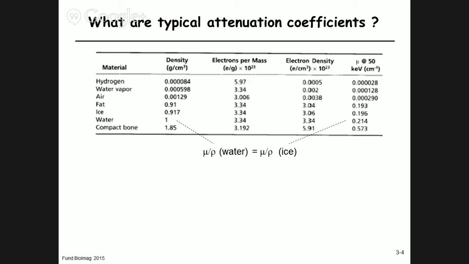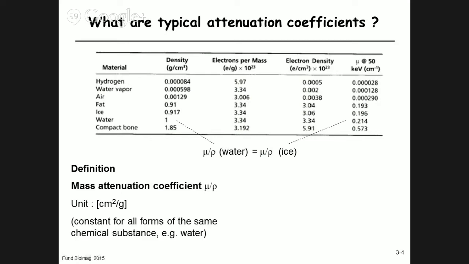So this is another way of normalizing this constant that describes the material to be independent of its density, and that is the mass attenuation coefficient. It's given by the linear attenuation coefficient divided by the density of the tissue. It has unit centimeter squared per gram, and so it is constant for all forms of that particular substance. So here the example of water. So now it describes a property of the element, not necessarily of its state. So that's the mass attenuation coefficient.